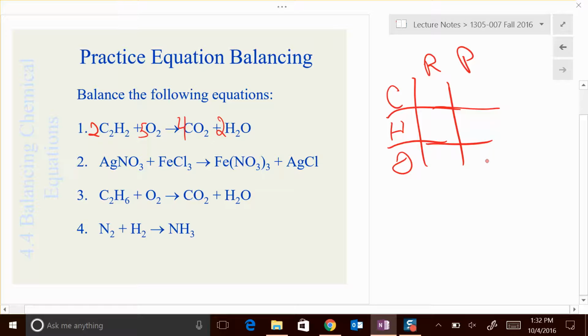Okay, how many carbons do I have on the reactant side? 4. How many hydrogens? 4. How many oxygens? 10. Carbons on the other side? 4. Hydrogens on the product side? 4 times 2 is 8, plus 2 more is 10. So I have maintained my balanced chemical equation. Okay?